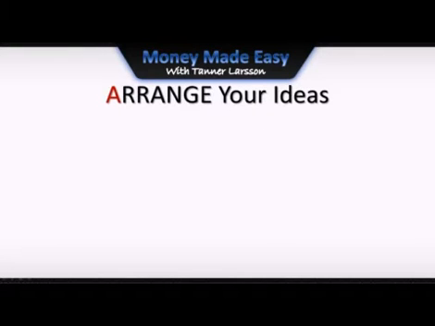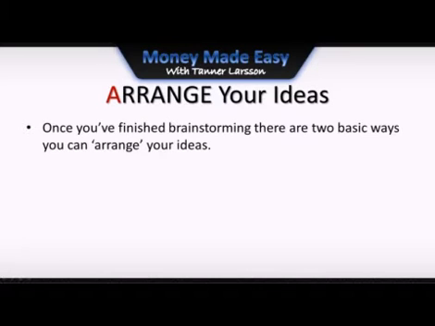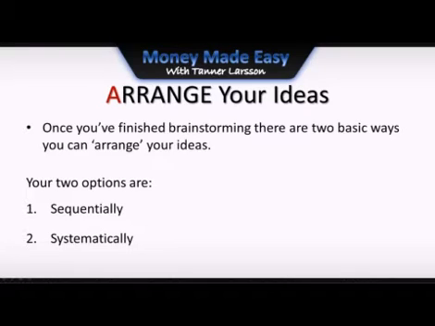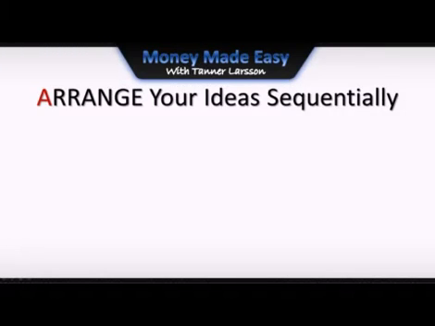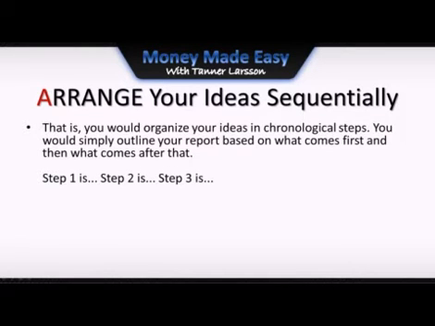Next, you need to arrange your ideas. Once you've finished brainstorming, there are 2 basic ways you can arrange your ideas. Your 2 options are sequentially or systematically, and we'll go through them both. So arrange your ideas sequentially. That is, you would organize your ideas in chronological steps. You would simply outline your report based on what comes first and then what comes after that. So step 1 is blank, step 2 is this, step 3 is this, step 4 and step 5, step 6, and so on, all right?